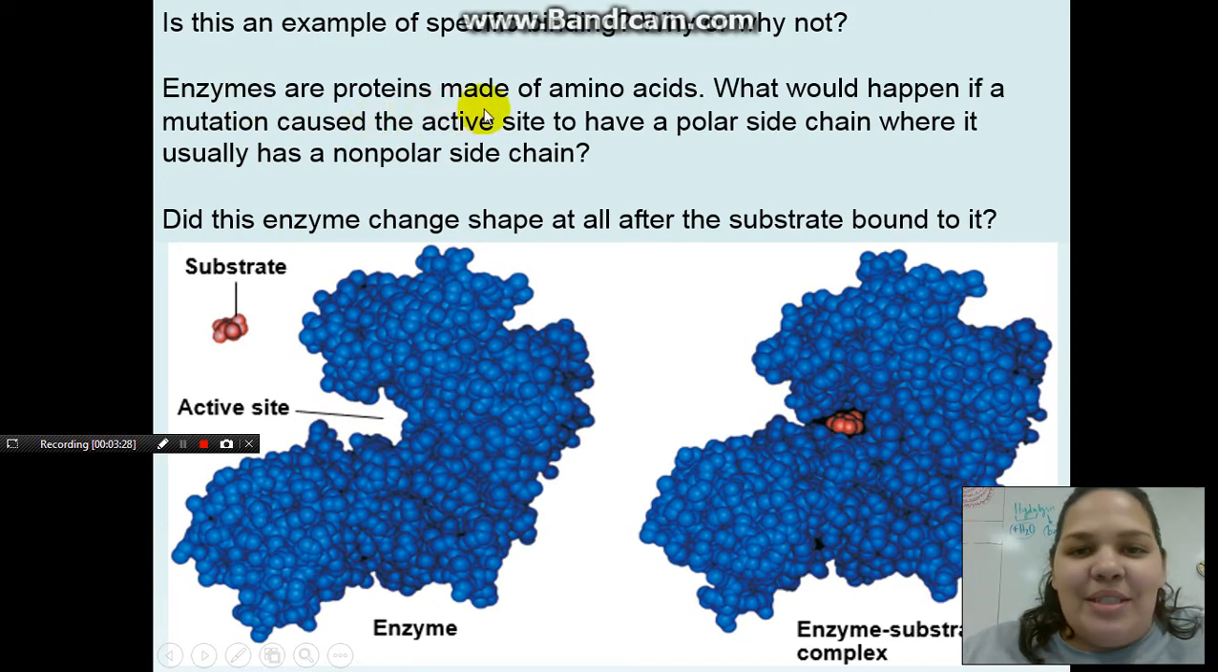Enzymes are proteins made of amino acids. What would happen if a mutation caused the active site to have a polar side chain where it usually has a non-polar one? Perhaps if this side ended up having polar where it was supposed to have non-polar, it will not fit anymore. Does this enzyme change shape at all after the substrate is bound to it? Well, if you look, there's more of an opening right here versus over here, there's a very tiny spot. So does it change shape? Yes, it does.